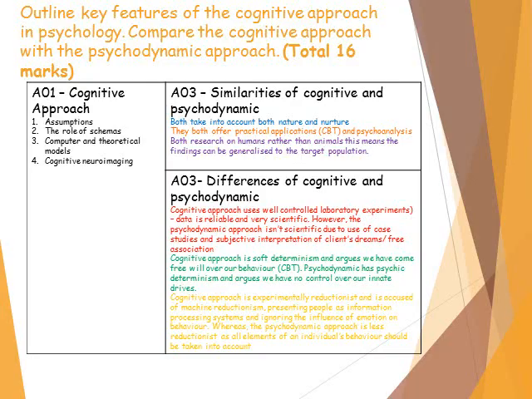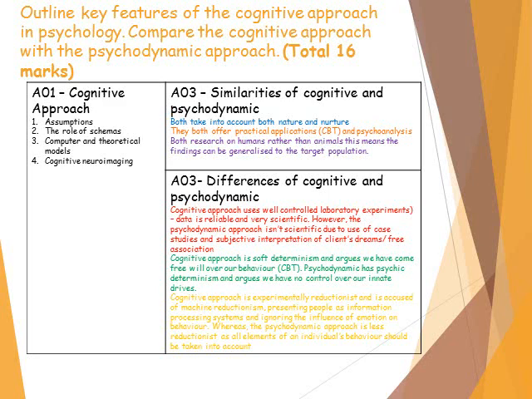So, for example, if we were to look at this 16 marker, outline key features of the cognitive approach in psychology, so that's going to be your AO1. Compare the cognitive approach with the psychodynamic approach. So this is being very specific in which it wants you to compare. So your AO1, talk about the assumptions of the cognitive approach, the role of schemas, computer and theoretical models, and cognitive neuroscience. So your two AO1 paragraphs there, mentioning those broad four key areas of the spec.